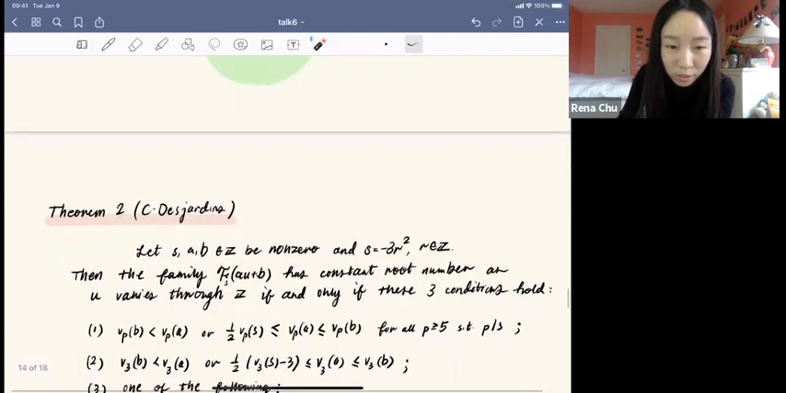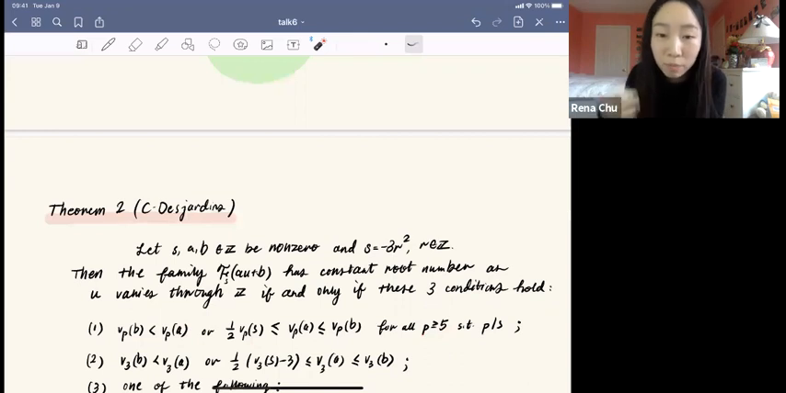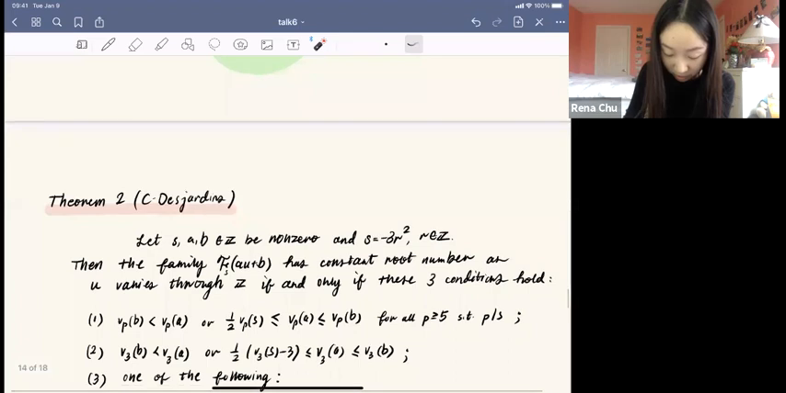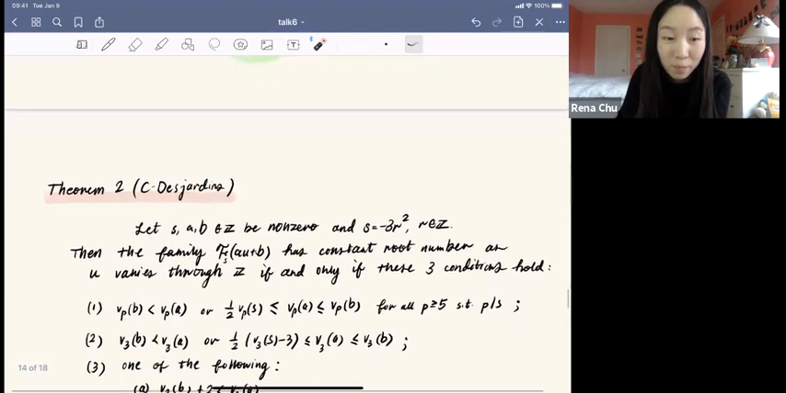The first one has to do with the valuations of A and B and S at primes greater than or equal to 5, the primes P dividing S. The second condition has to do with basically the same thing, except now P equals 3, because the computation is slightly different for P equals 3. And finally, the third condition is for P equals 2.